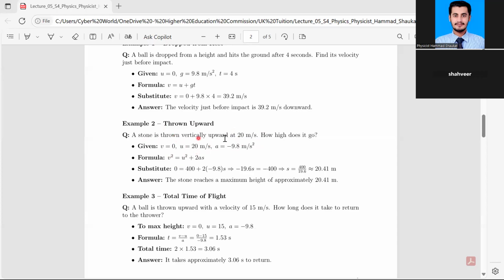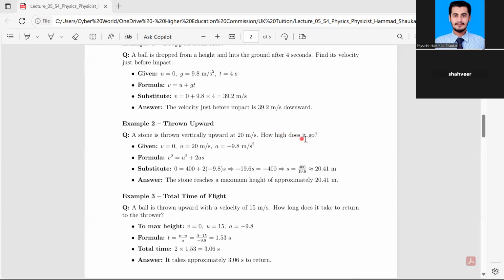Because your stone is thrown vertically upward, there is a time at which your stone just stops. So at the very highest point, can you tell me what would be the final velocity? Zero. Yes, zero, because at the highest point your body stops for a while. So that's why you can see here v equals zero. And they are asking you how high does it go?